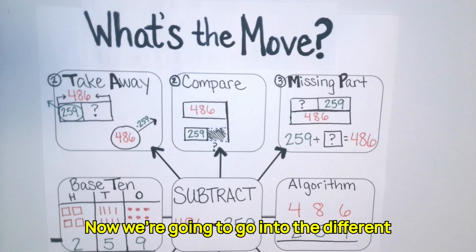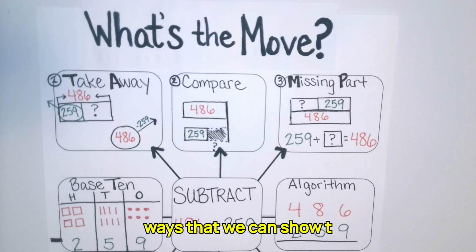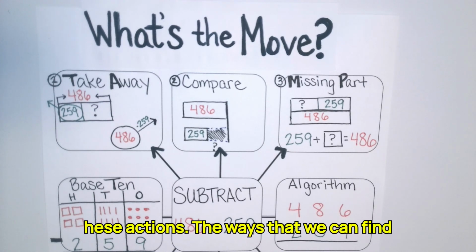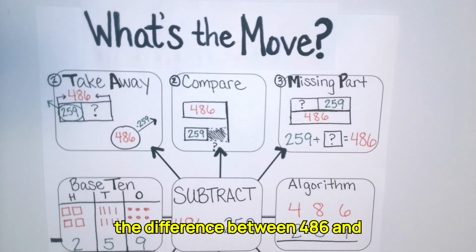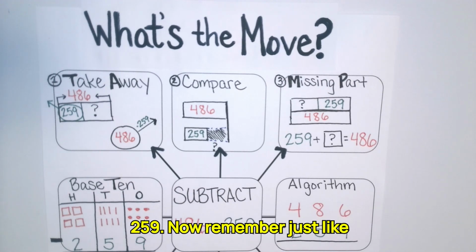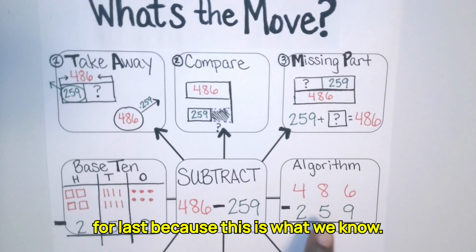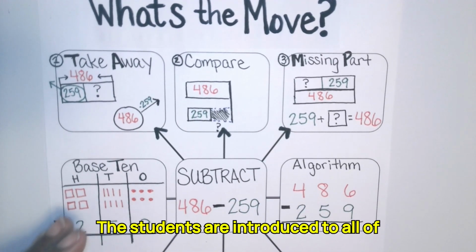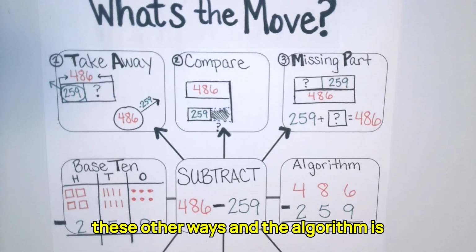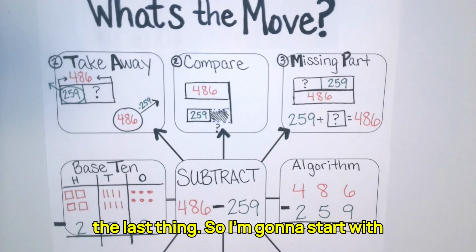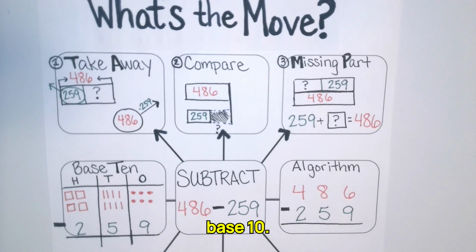Now we're going to go into the different ways that we can show these actions, the ways that we can find the difference between 486 and 259. Now remember, just like last time, I'm going to save the algorithm for last. The students are introduced to all of these other ways, and the algorithm is the last thing. So I'm going to start with base 10.